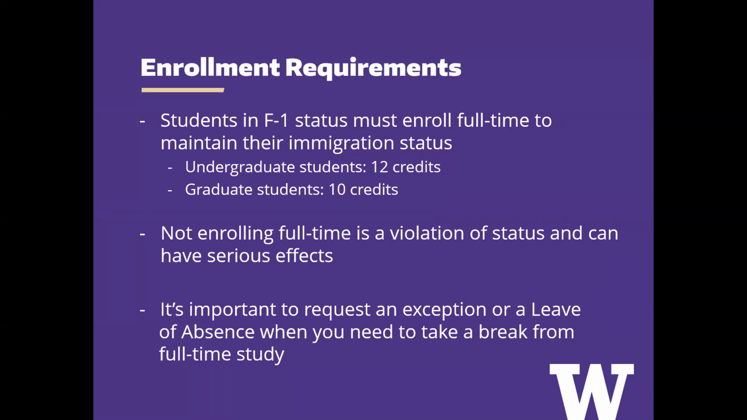Let's begin by reviewing enrollment requirements for F1 students. Students on an F1 visa must enroll full-time in order to maintain their immigration status. For undergraduate students, full-time enrollment is a minimum of 12 credits. For graduate students, the minimum enrollment is 10 credits.